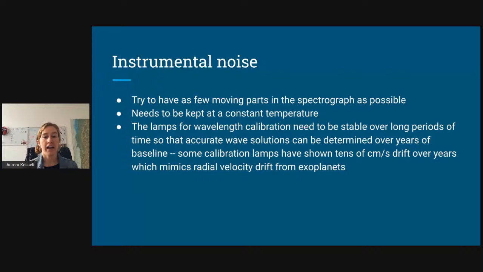And next, the lamps for wavelength calibration. You need to make sure that these are stable over really long periods of time so that accurate wavelength solutions can be determined over years of baseline. Another thing that you have to think about is, in order to measure the radial velocity of an Earth-like planet around a Sun-like star, you need at least a year of baseline, because for a planet that orbits in a year, the star is also going to be orbiting in a year.